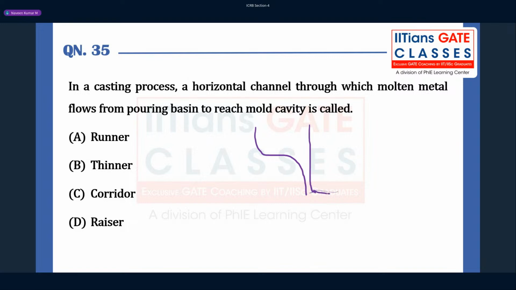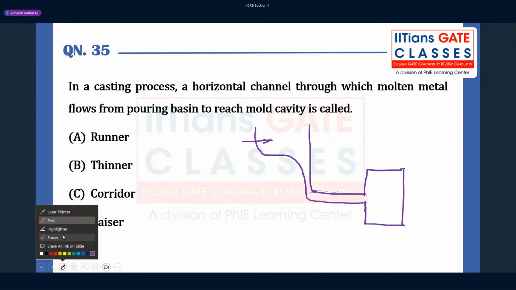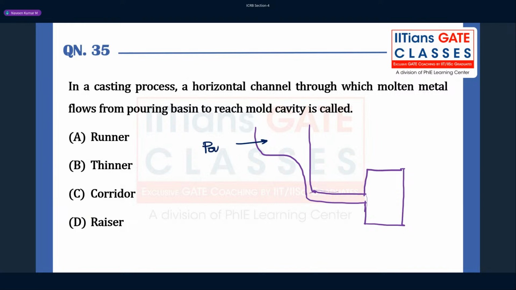So this is your mold cavity. Okay. And what is this? This is your pouring basin, pouring cup, you can say. What is this? Down sprue, right? And this is your runner, and this is your ingate, and this is your cavity.